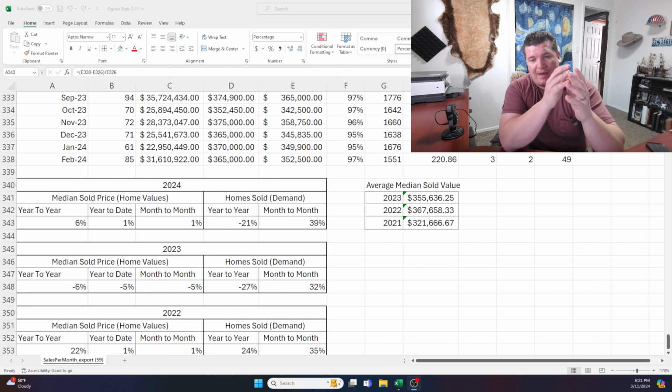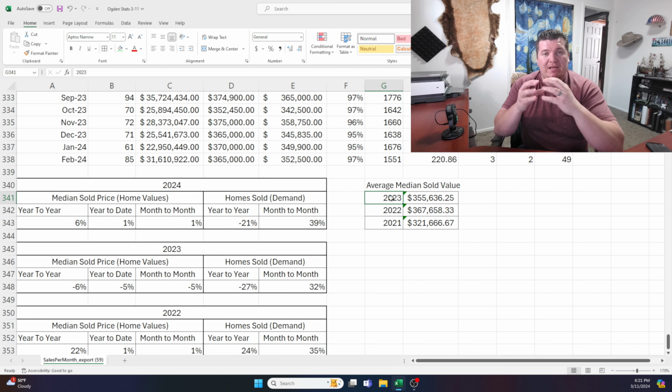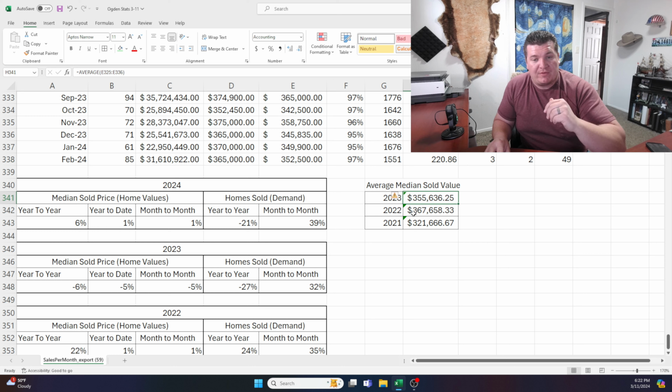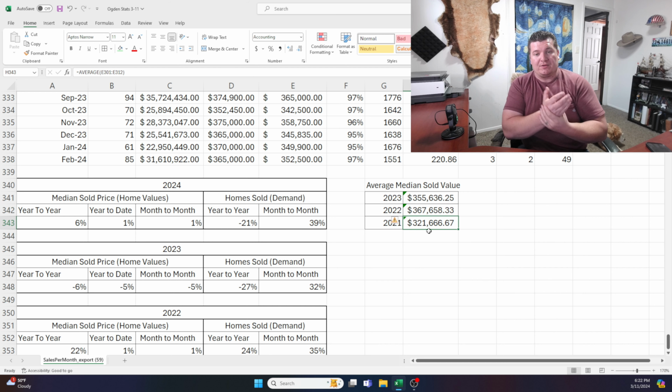On top of that, I just really want to take an average median sold value. For all 12 months in 2023, the median sold value in Ogden, Utah was $355,000, which is a decrease from 2022 at $367,000, which was an increase from 2021, which had $321,000.